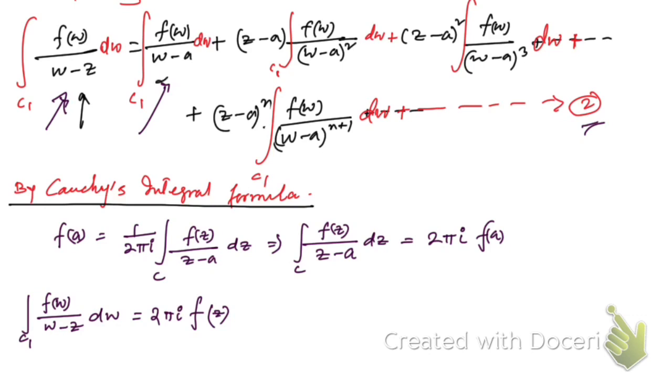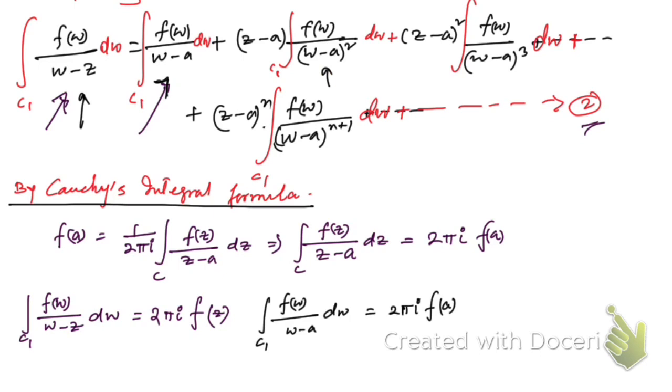Now let us evaluate this one as well. Integration along c1, f of w by w minus a dw, that's going to be equal to, here if you compare this one with this, instead of z we have w, and instead of a we have a here, right? Nothing to worry about that. So then it's going to be 2 pi i f of a, right? We're going to get this f of a.